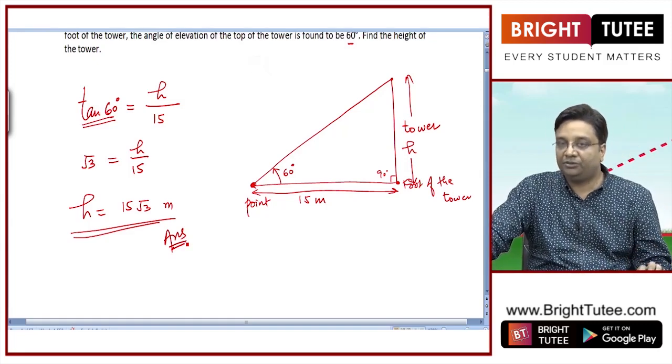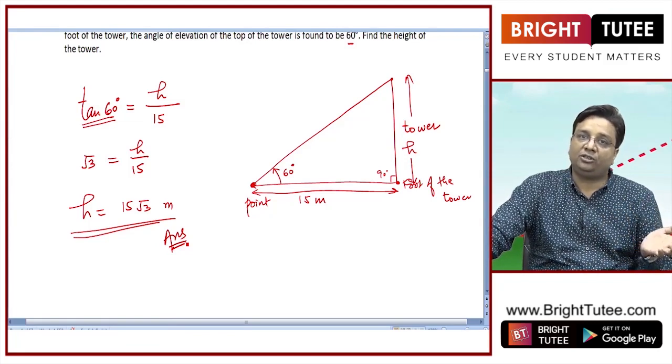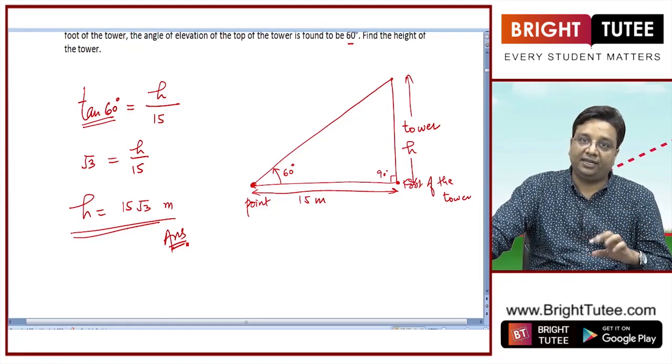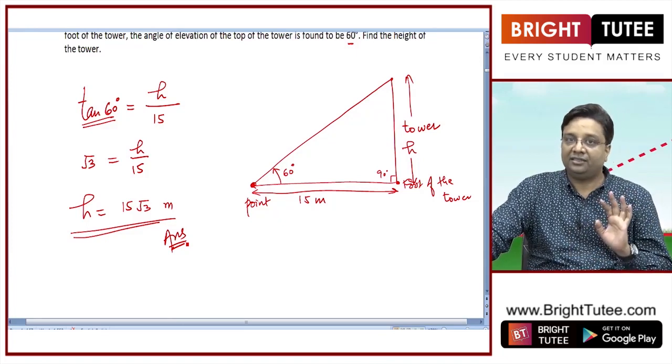right? So these questions are very, very simple. You just need to know two things: which trigonometric ratio to apply, right? And secondly, you should know the values of the trigonometric ratios at the given angles, okay?